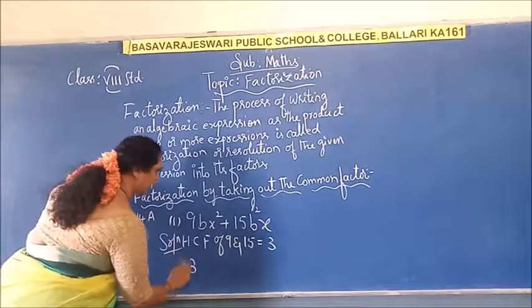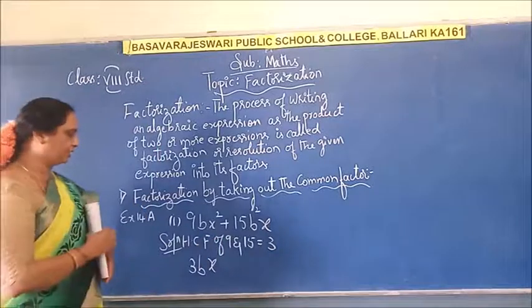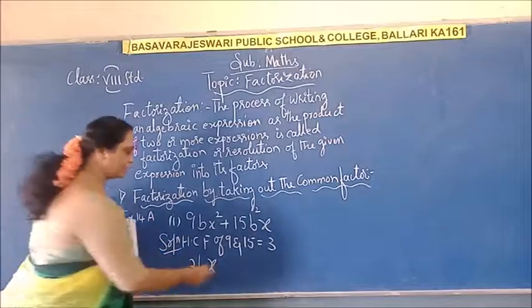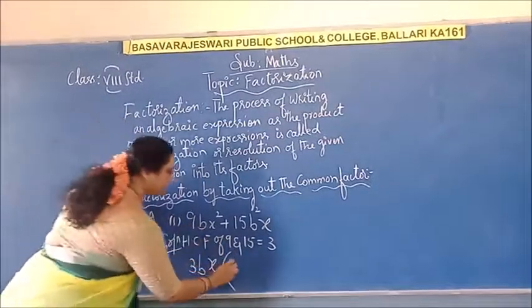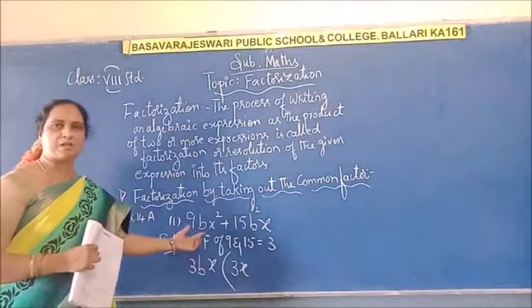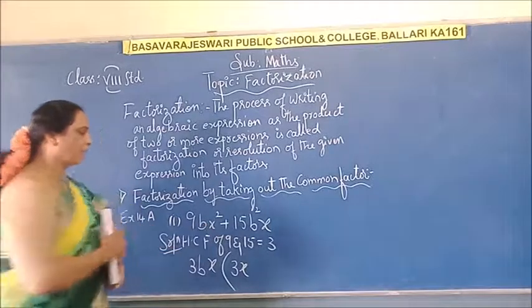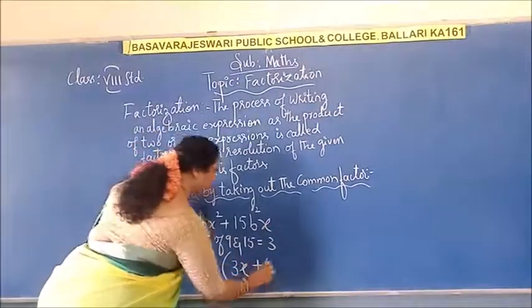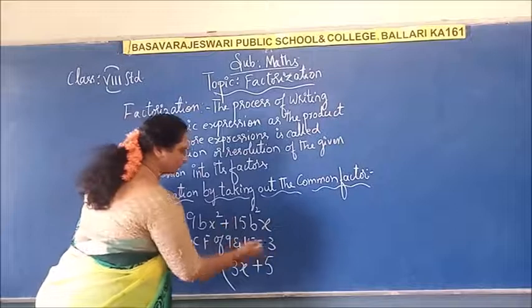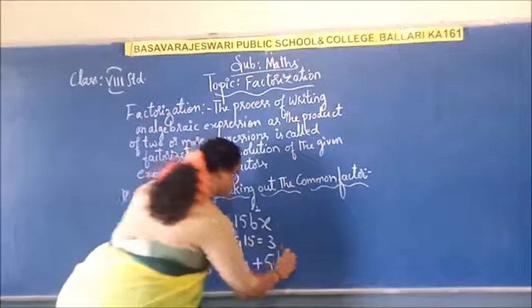So take out 3 and b is common from both the terms and x is common from both the terms. In the first term I have taken out 3bx. So what will be remaining in the first term? Remaining is 3x. And in the second term, 3 into 5 is 15. So I have taken out 3 common, so remaining is 5, and remaining is b.